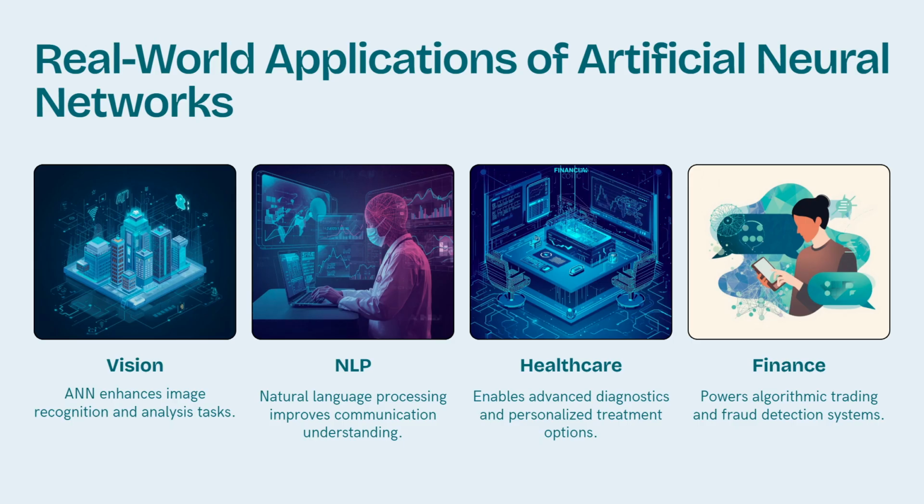We have some real world applications of artificial neural networks, and let's look at where ANN are making a big impact in society. Very first is vision. From facial recognition to medical image diagnosis, ANN can see patterns that humans might miss.